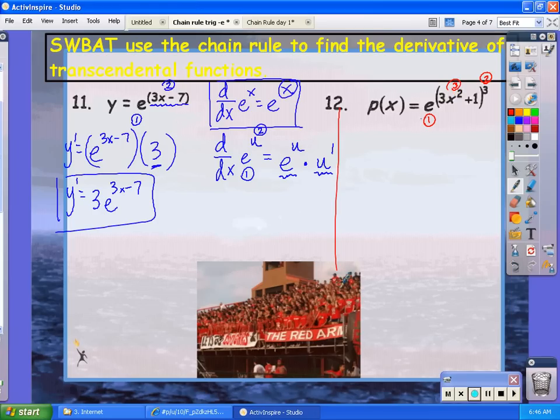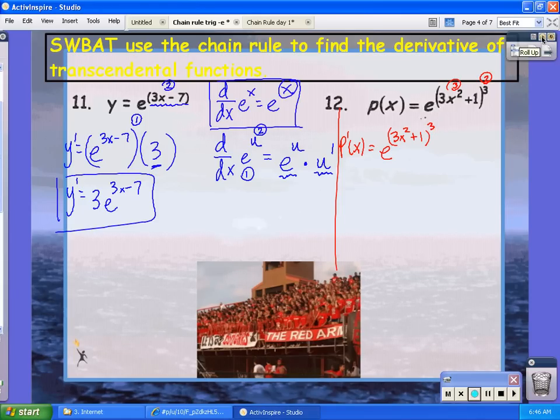Alright, so let's see how that works out. The derivative of this function, remember when you take the derivative of e to the u, you get e to the u. U is referring to the power. So we get e to the u, so pretty much stays unchanged. Du, or the derivative of the power. Now remember, the power has a power on it, so we're going to apply the chain rule again. So I'll have 3 of the quantity 3x squared plus 1 to the second power times the derivative of the inside. So the derivative of 3x squared would be 6x.